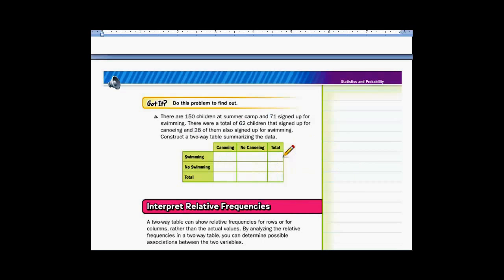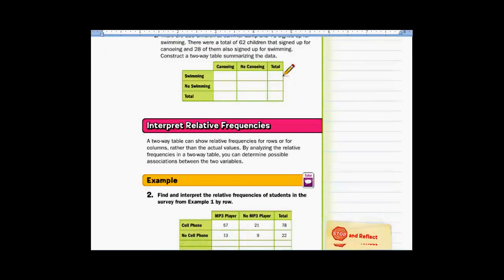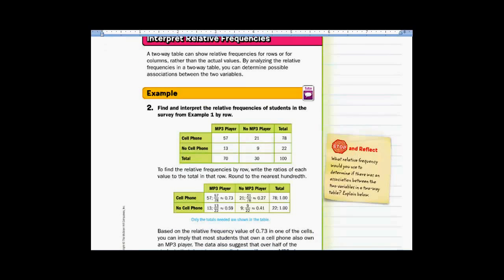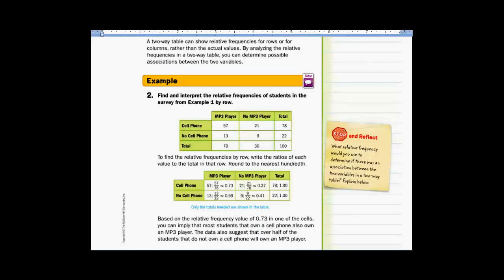Okay, so now we're going on to interpreting relative frequencies. It's the exact same thing we did, just a little bit further. Back to example 1 that we did earlier about the cell phone and the MP3 player. This is the data that we had. It says to find and interpret the relative frequency of students in the survey by row. And that is the important part right here. It says by row, which means it wants the relative frequency using these totals down here.